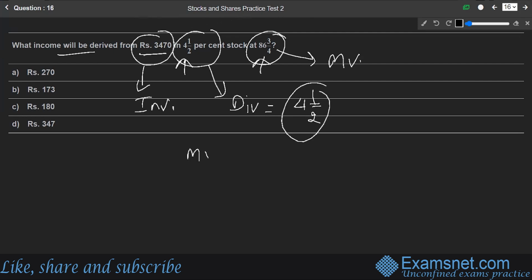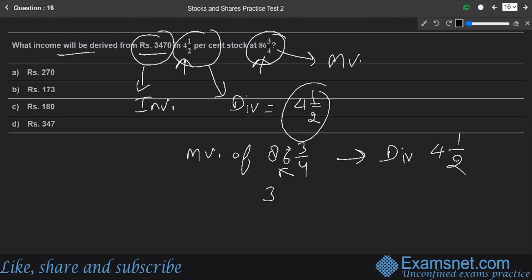So we can write down that market value of 86 3 by 4 will fetch us the dividend or income of 4.5 rupees. We can convert these numbers into simple fractions: 86 into 4 is 344, plus 3 is 347. So market value of 347 by 4 rupees is fetching us the dividend of 4.5, which is nothing but 9 by 2. This is how we can realize this.